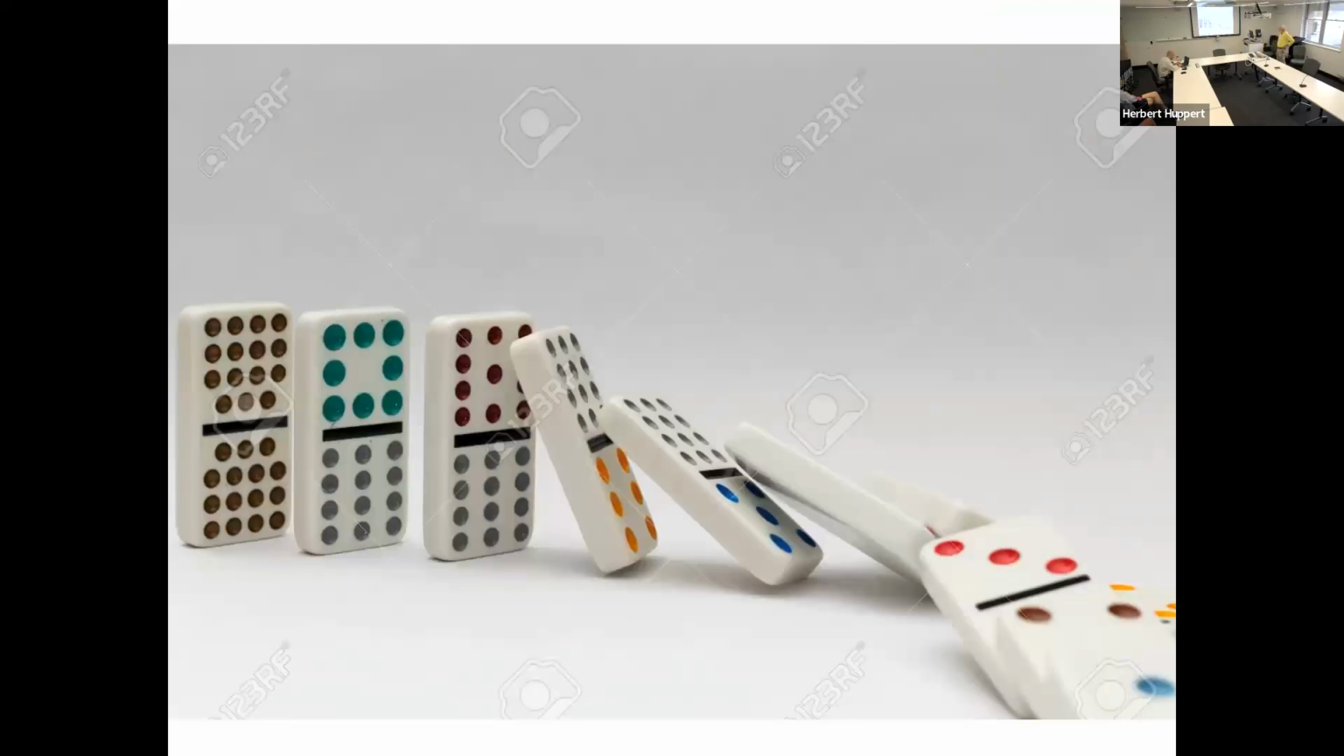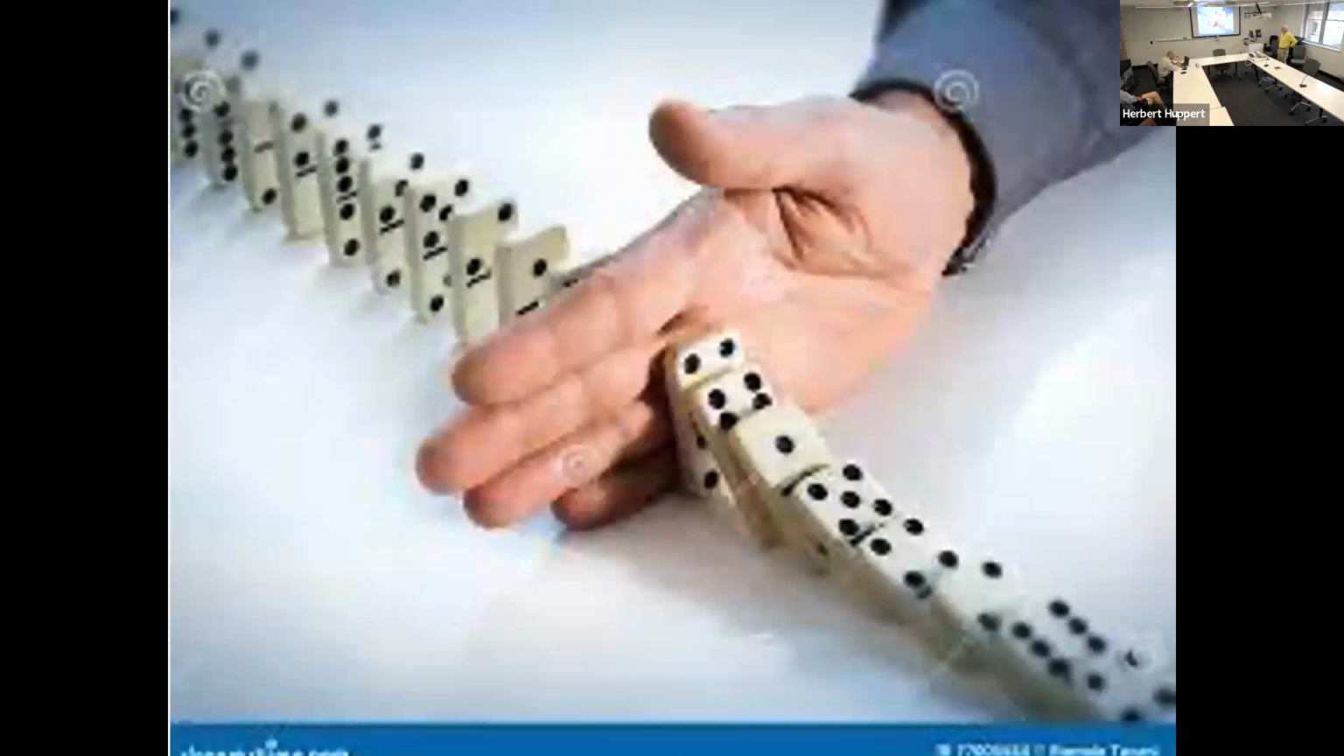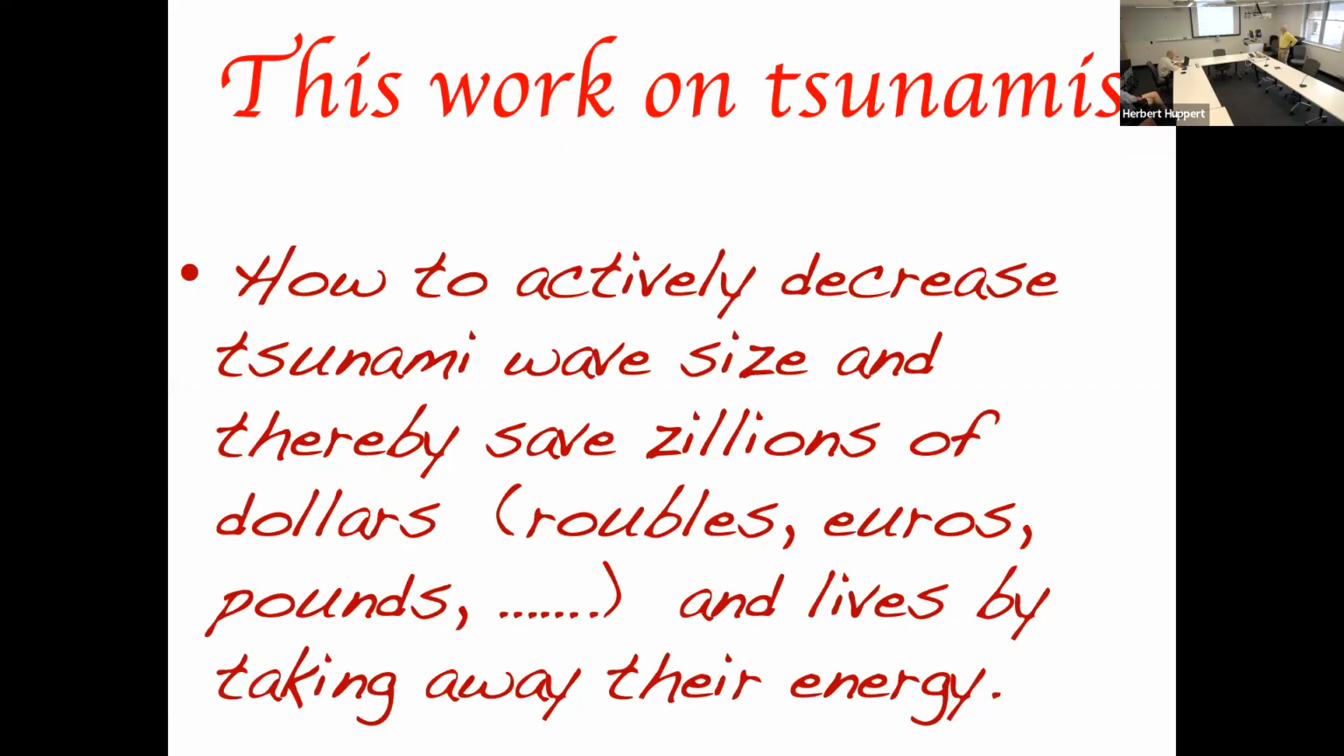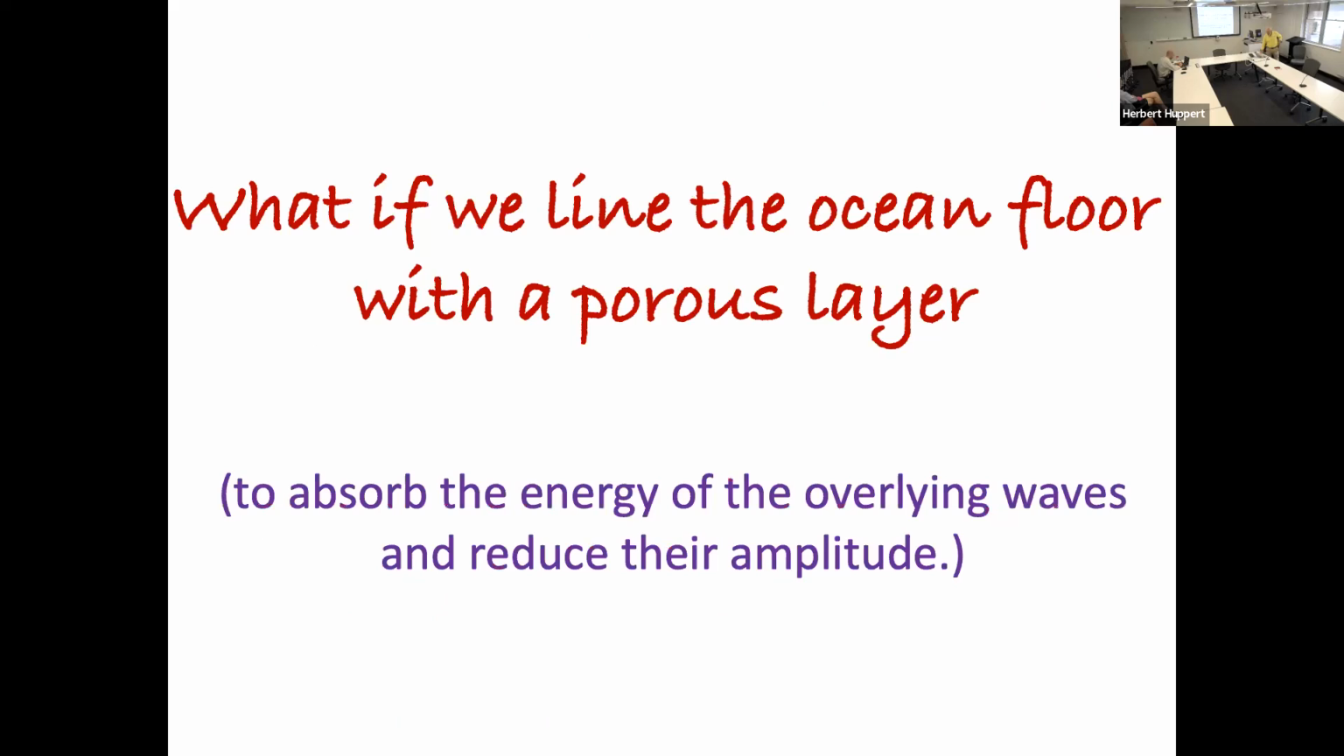Well, I couldn't help smiling when I saw this a few weeks ago, a picture of a series of dominoes falling down, and what you want to do is put something in the way to effectively stop the domino collapse. And that's what I'm going to suggest: how you could decrease the wave size, save lots of money and lives, by taking away their energy, just like the man who's put his hand in the dominoes, by lining the ocean floor with a porous layer.